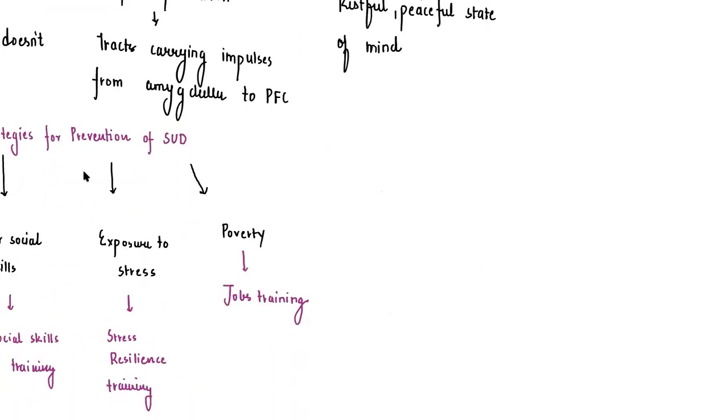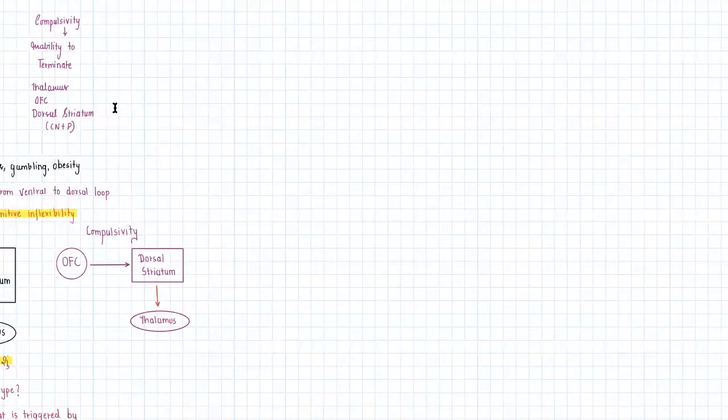So how do you prevent substance use disorder? Early aggressive behavior needs to be channelized by self-regulation and skill training. Poor social skills need to be managed by social skills training. Exposure to stress needs to be managed by stress resilience training. And poverty essentially with social rehabilitation and jobs. So this is mainly from Stahl, right?